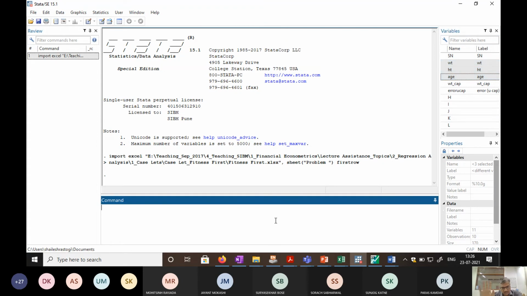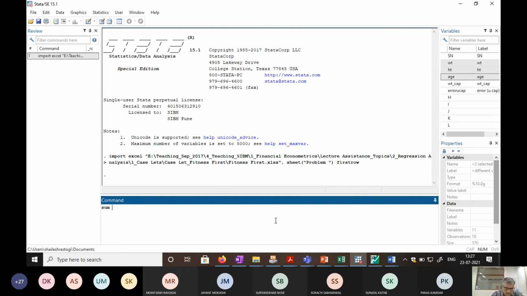I can go for summary. I want summary, SUM. I'm going to the command section, writing sum. Are you with me? Yes, sir. I can write WT, the name. All are case sensitive, so you have to be very clear. Weight, HT, height, and age.